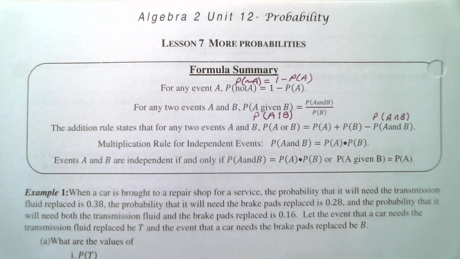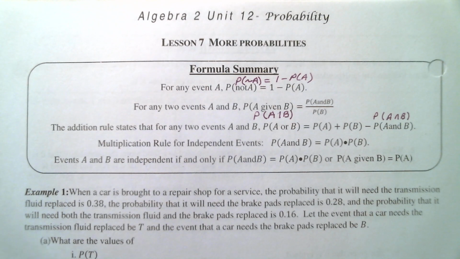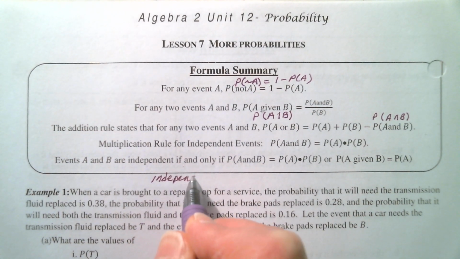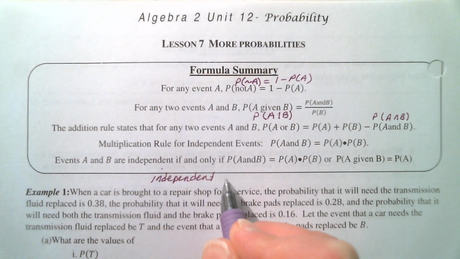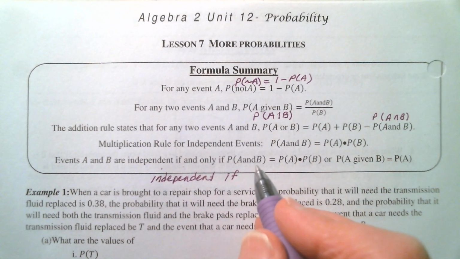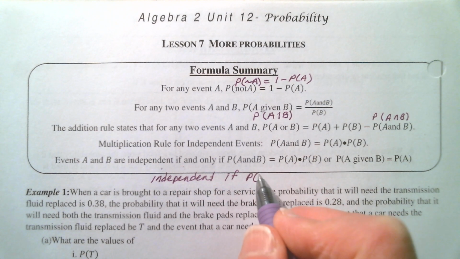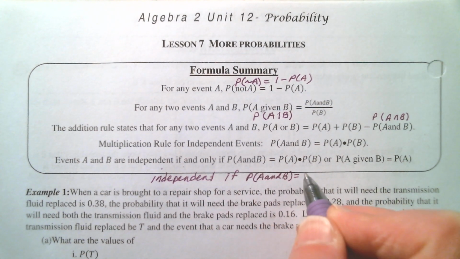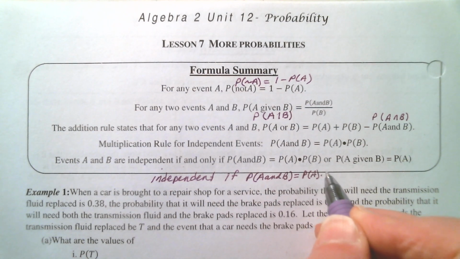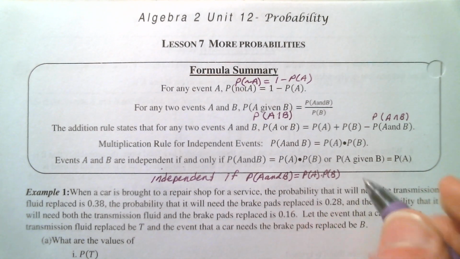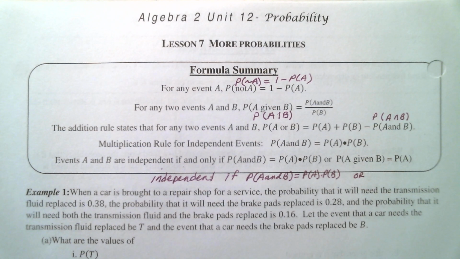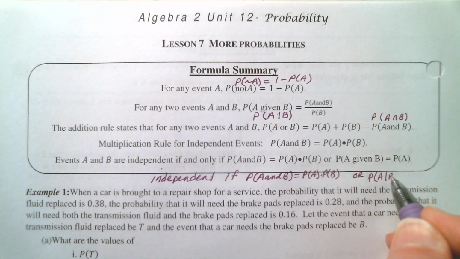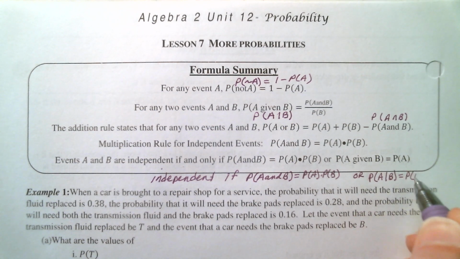And events A and B are independent if and only if the probability of A and B equals the probability of A times the probability of B, or they're independent if the probability of A given B equals the probability of A.